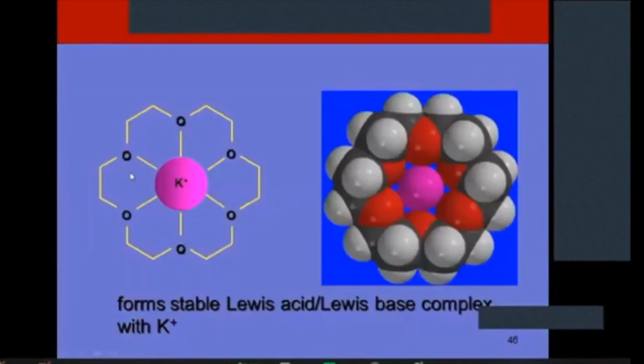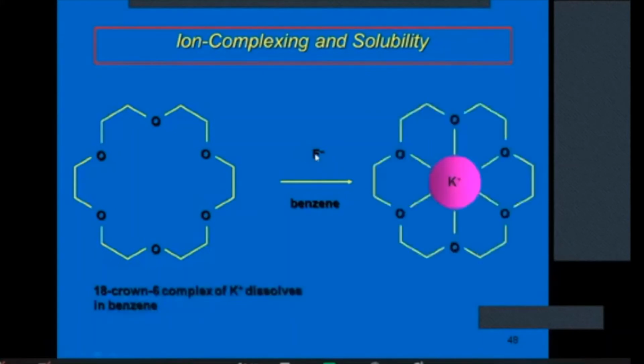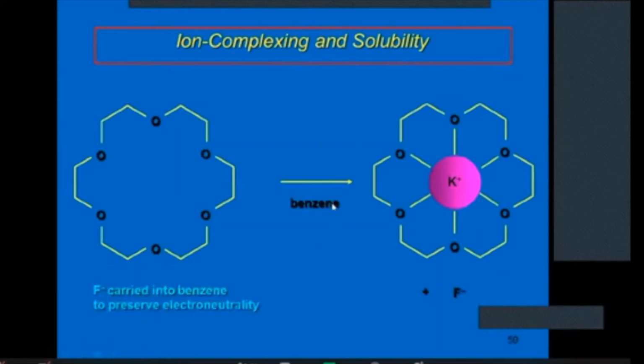So the example I have to tell you, what is the use of this crown ether? Ion complexing and solubility. Potassium fluoride is not soluble in benzene, but when you put 18-crown-6 inside, the potassium is captured by the crown and the fluoride is released. So this fluoride is away and it is highly reactive, and this is called the naked anion effect. The F is carried into benzene, and it is highly reactive. So this can be used in reactions, that's what I told you here.